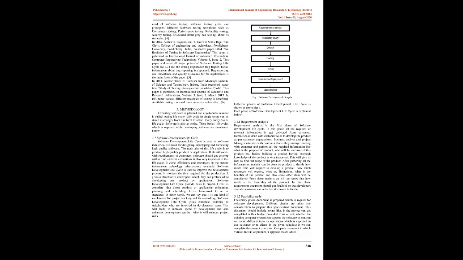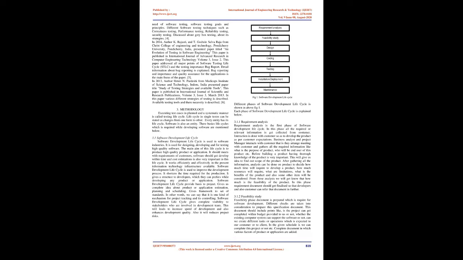3.1 Software Development Life Cycle. Software development life cycle is used in software industries. It is used for designing, developing, and testing high-quality software. The main aim of this life cycle is to produce a high-quality product or application. It should meet the requirements of customers. Software should be developed within time and cost estimations, which is also very important in this life cycle. It works efficiently and effectively in the present information technology infrastructure available.